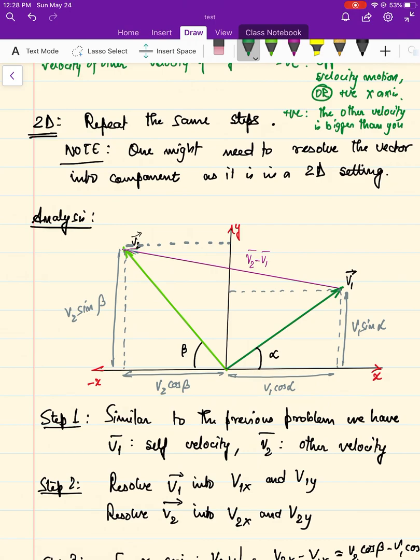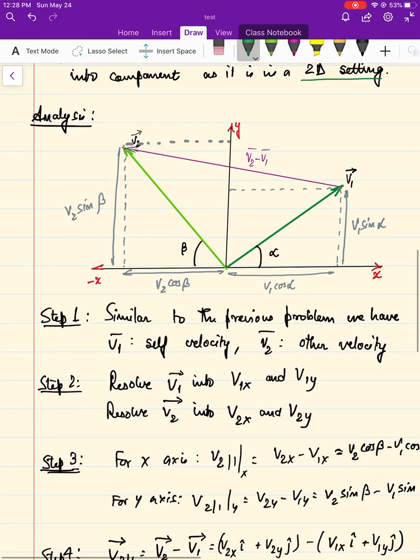Right? So now we go into the 2D case. We repeat the same steps, and then one might need to resolve the vector into components as it is in a 2D setting. As I suggested, we can do the same problem. It's just that you need to decompose it into x and y components and then do the same thing altogether.